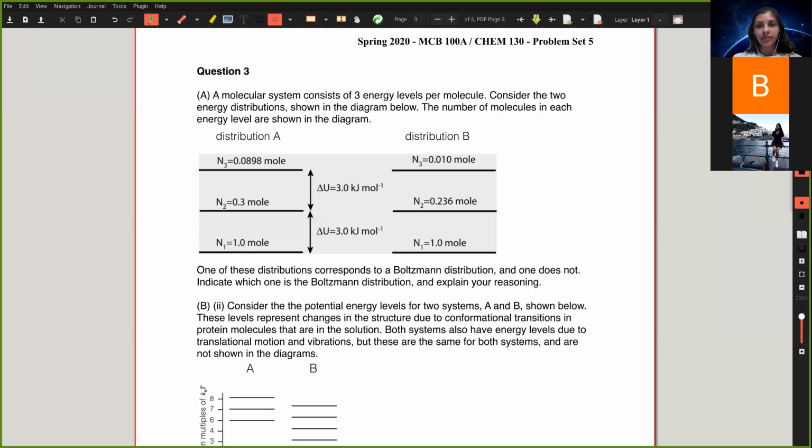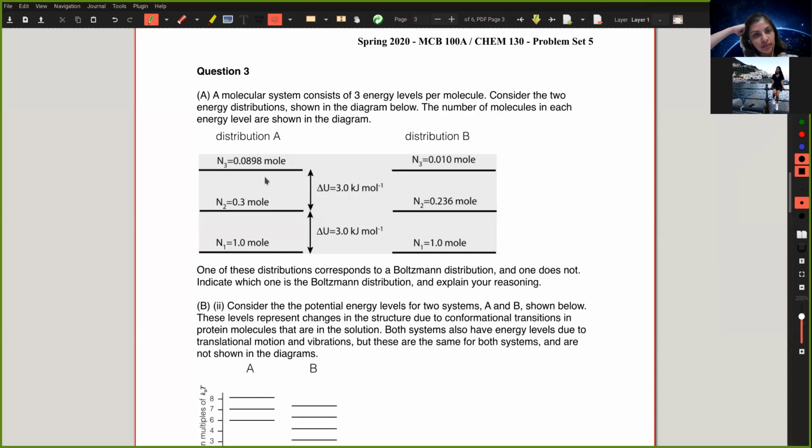All right, I'll go ahead and share my screen for question 3. For part A, we're given 2 molecular systems, each containing an energy distribution with 3 energy levels, for which the energy distances between each energy level are the same. You're asked to find which of these distributions corresponds to a Boltzmann distribution.